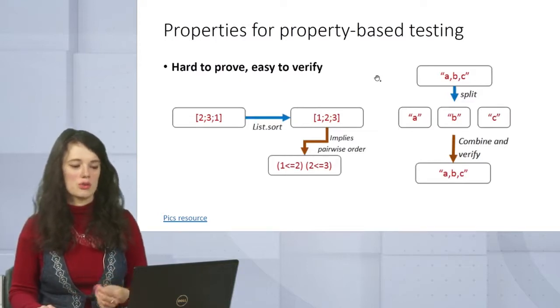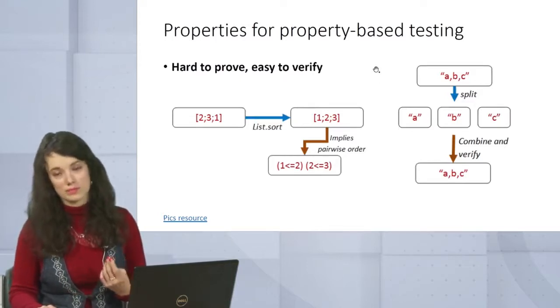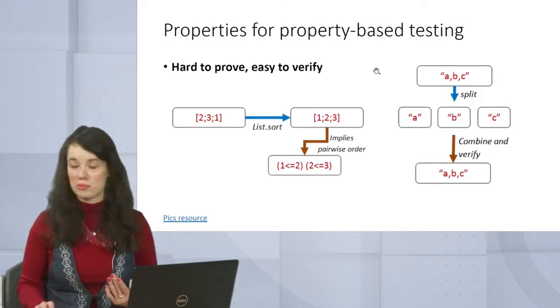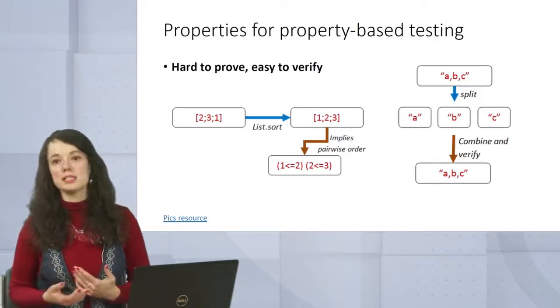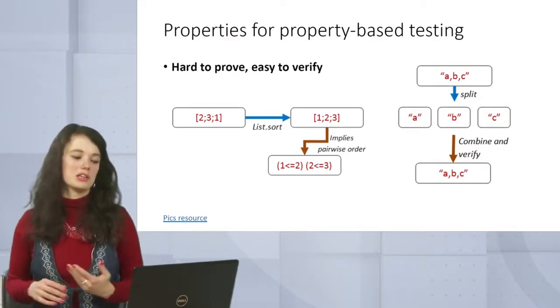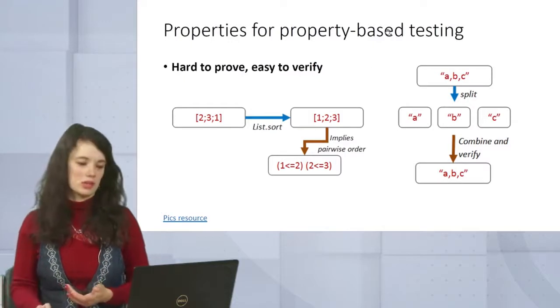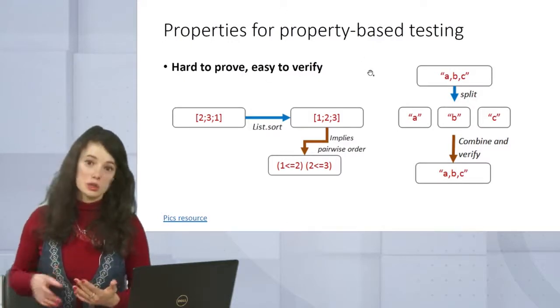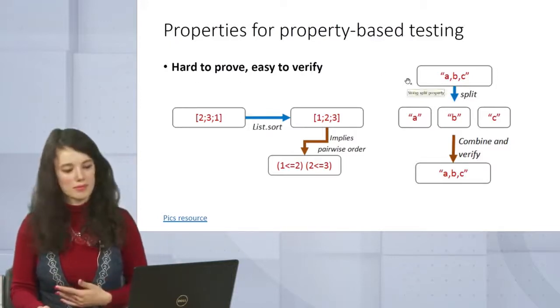Another strategy we were using is "hard to prove, easy to verify." For example, in sorting, you sort a list, and after that you may check if the list is actually sorted, like in the picture, and it helps you to write cases in which the list is not sorted.